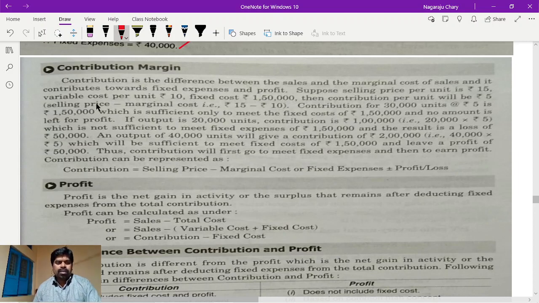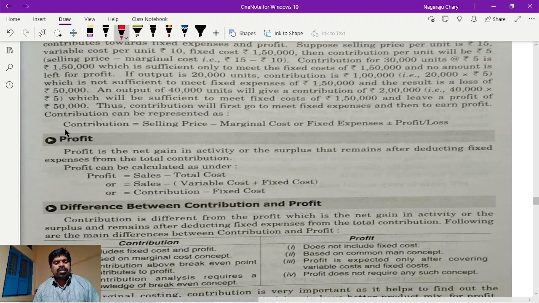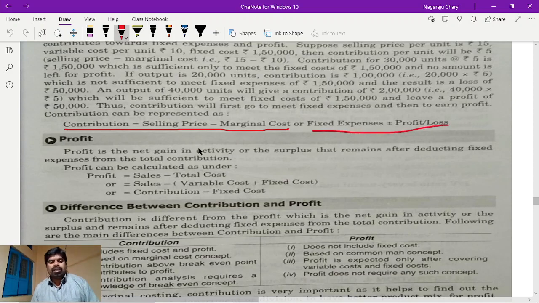Next, contribution. Contribution is the difference between sales and variable cost, or we can say marginal cost. And we can say one more thing: it is the sum of fixed expenses and profit. In that way also we can say, or the difference between fixed expenses and loss. So contribution can be said to be the selling price minus marginal cost, or fixed expenses plus or minus loss.